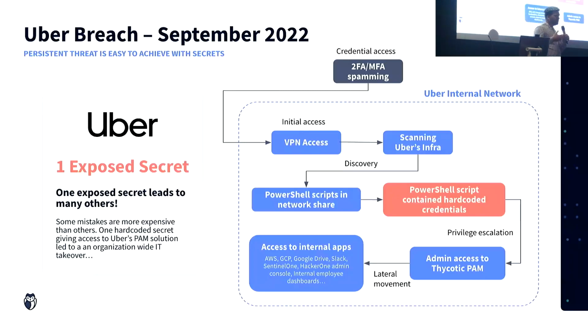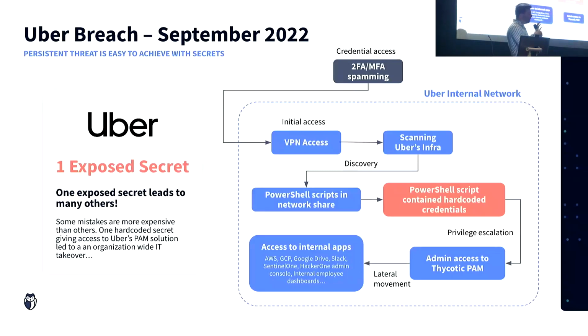In a mature organization, just because they make it to your internal network doesn't necessarily mean that they should be able to disrupt services or access sensitive information. But once they had VPN access, they started scanning Uber's internal networks to try and find more sensitive information. And they found some secrets inside some PowerShell scripts. So PowerShell scripts were just being used to automate something.